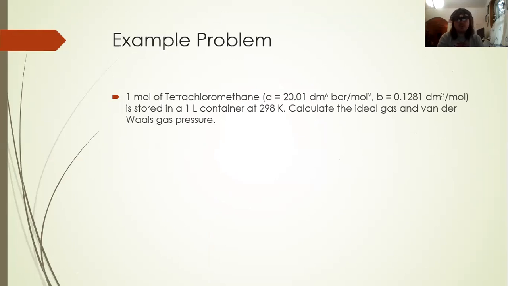So 1 mole of tetrachloromethane, I'm going to give you A is 20.01 decimeters to the 6th bar per mole squared, or a decimeter cubed is equal to a liter, so liter squared bar per mole squared, and B is 0.1281 decimeters cubed per mole, which is liters per mole. If it's stored in a 1 liter container at 298. So first calculate what is the ideal pressure, and then what is the van der Waals pressure according to this.